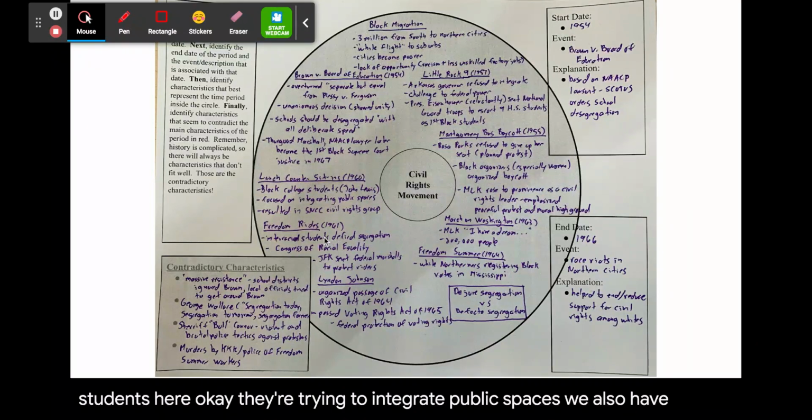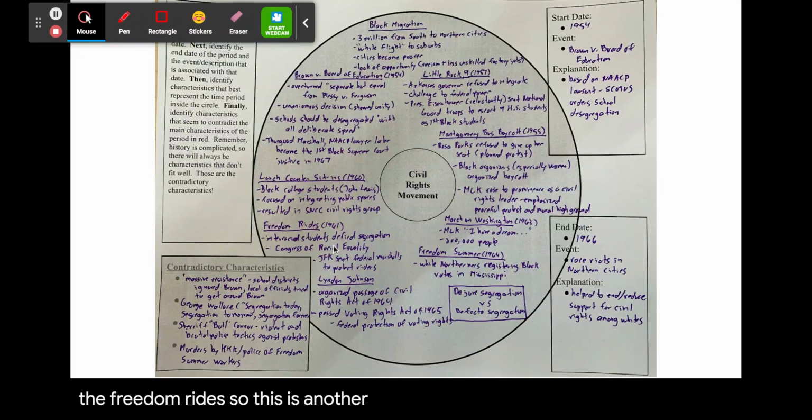We also have in 1961 the Freedom Rides. So this is another public space. These are buses, like Greyhound type buses that move from state to state. And there was a planned protest here of interracial students, white and Black, sitting next to each other on the buses to defy rules on segregation.